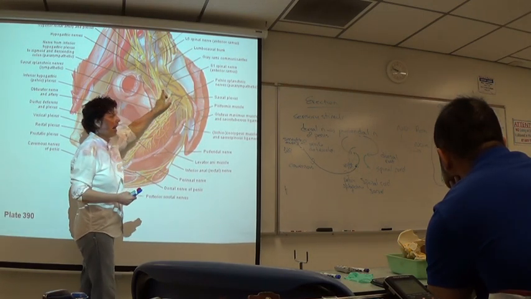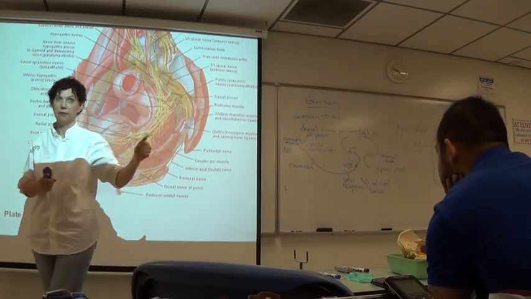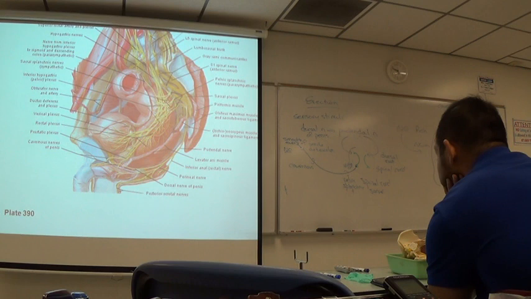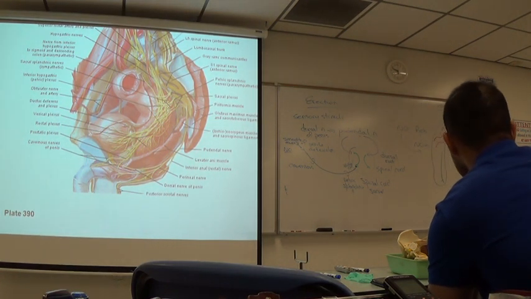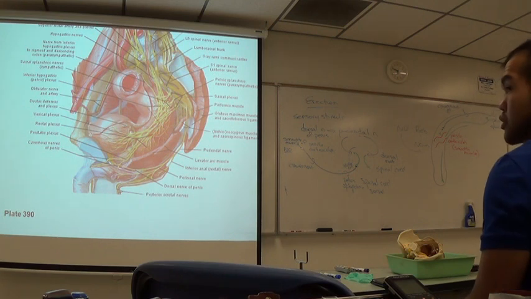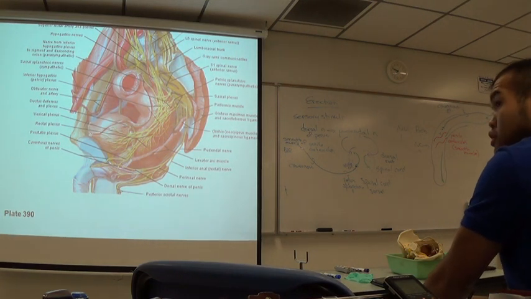And these are known as sacral splanchnic. Okay? Yes, sacral starts with an S, sympathetic starts with an S, so sacral splanchnic are sympathetic. Pelvic splanchnic are parasympathetic. All right.